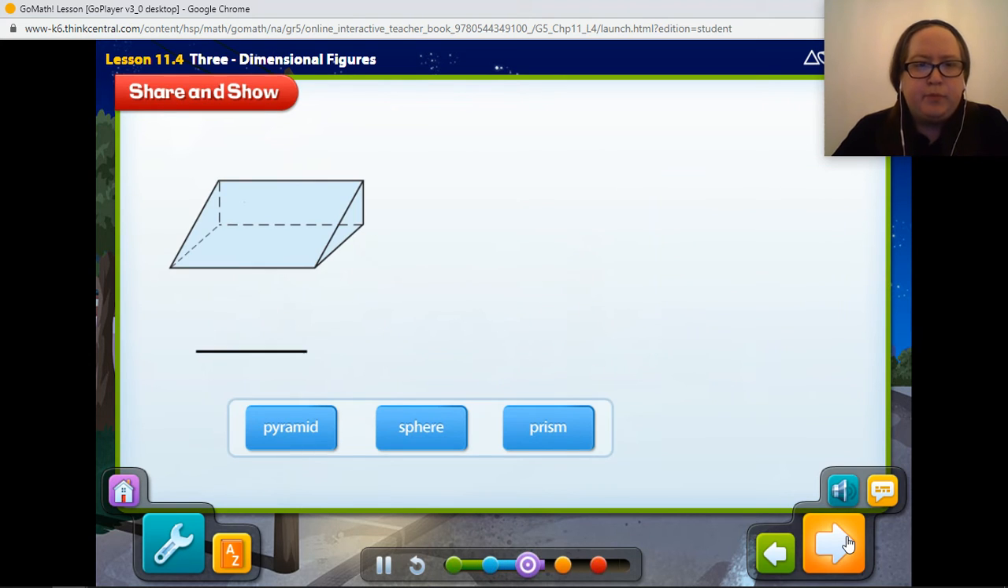Identify examples of solid figures. Drag and drop to correctly label the solid figure. This has rectangular faces, so it is a prism. Great job! This solid figure is a prism because its lateral faces are rectangles and its base shape is a triangle. Now try another one.